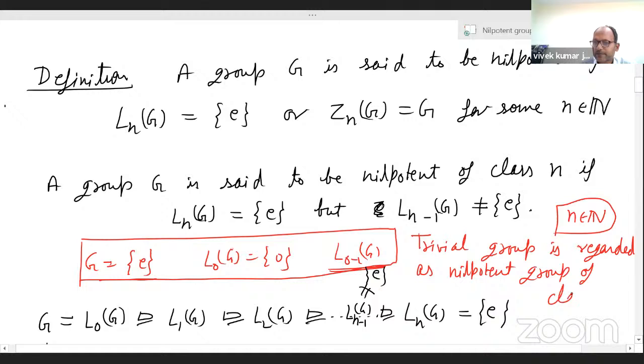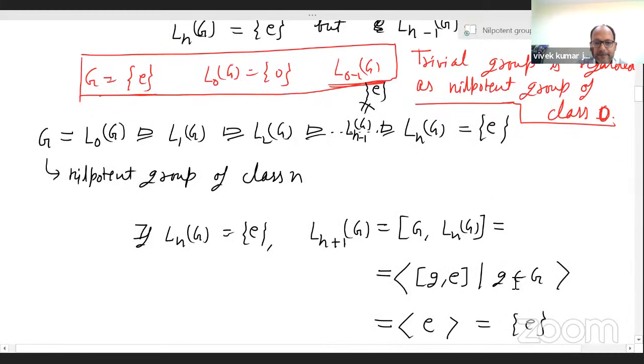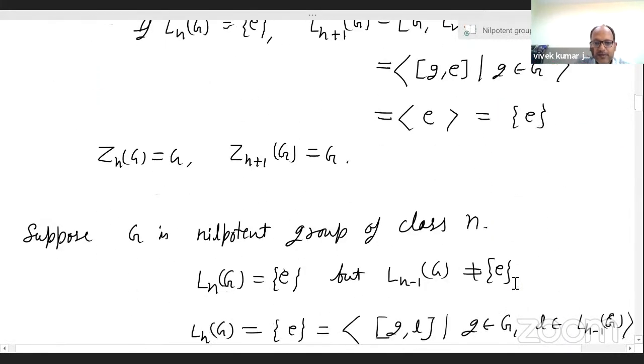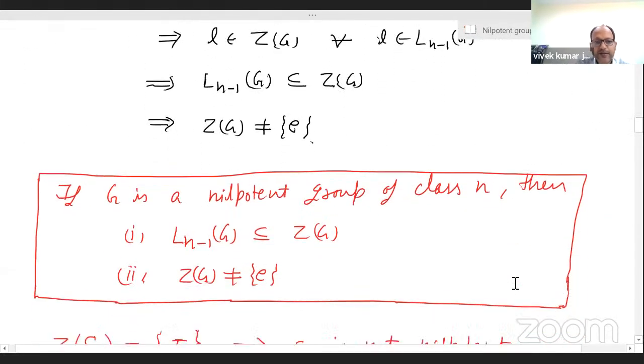Group of class 0. So the trivial group we will take as a group of class 0, and the rest, we have seen in the last lecture, what is the group of class 1.